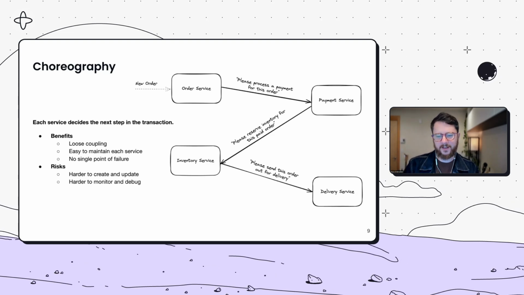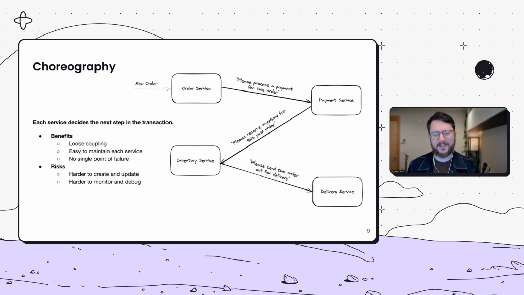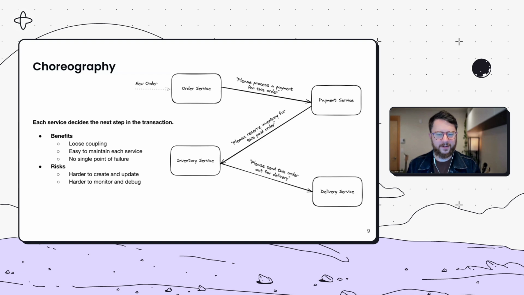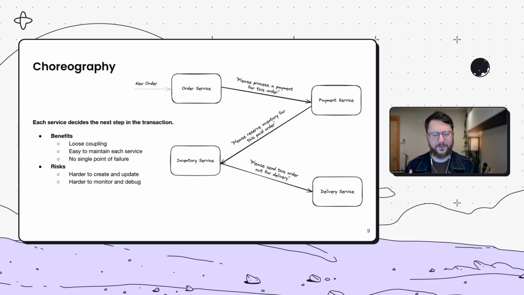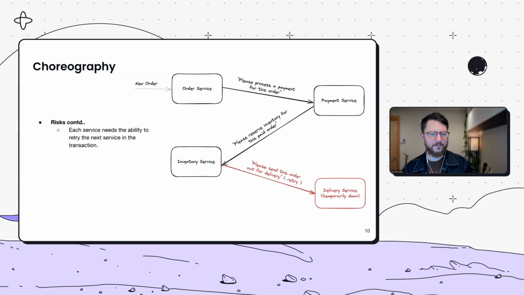Because each service is taking care of one particular task, there's no way for you to sort of ask, what is the state of this overall order? And have that given to you by a central place. And so it's harder to monitor and then also debug when things go wrong.